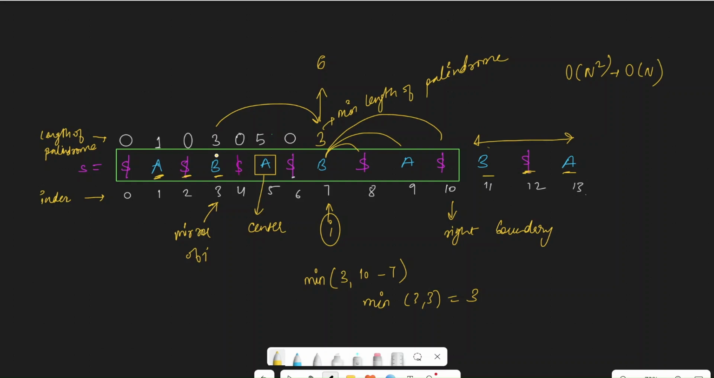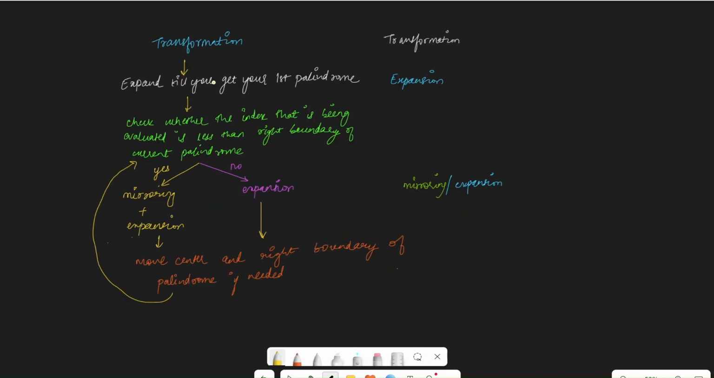We are using the previous knowledge. This is the full working of Manacher's algorithm. Let us look at the flow of events, how this happens quickly. So if you look at the flow carefully, first we need to apply transformation where we add $ sign.